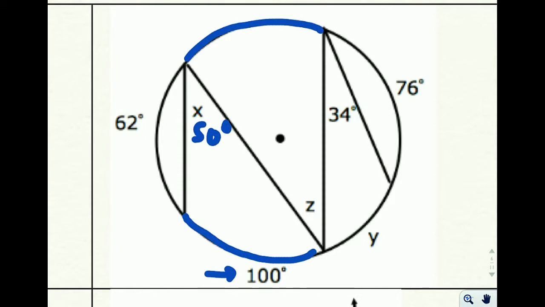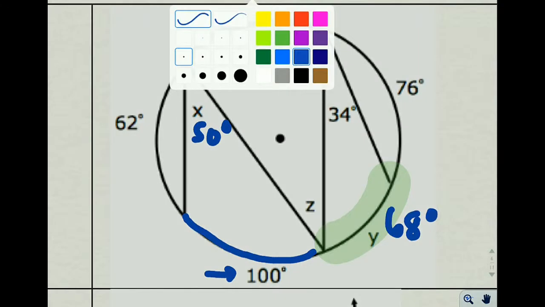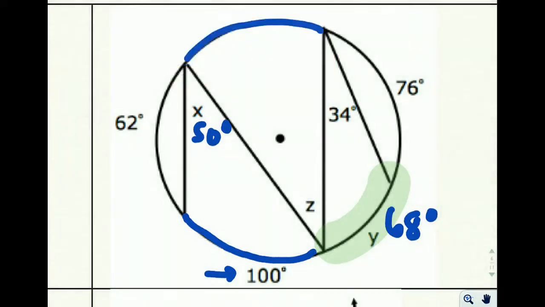Let's go over here to y, and y is the arc. So it is not the inscribed angle. y is the arc. And the arc is always twice as big as the inscribed angle, so that 34 is going to double to 68 degrees for an arc. Now with this last one, we can go back to it. We have everything else filled in.